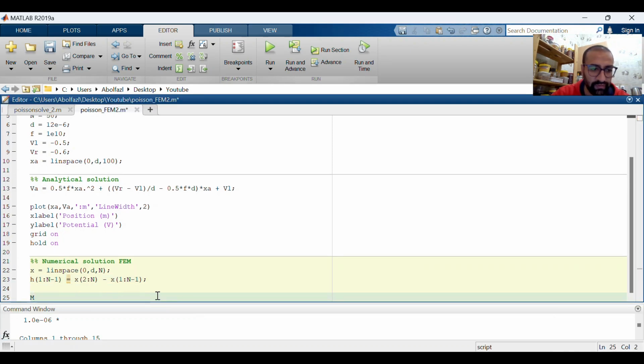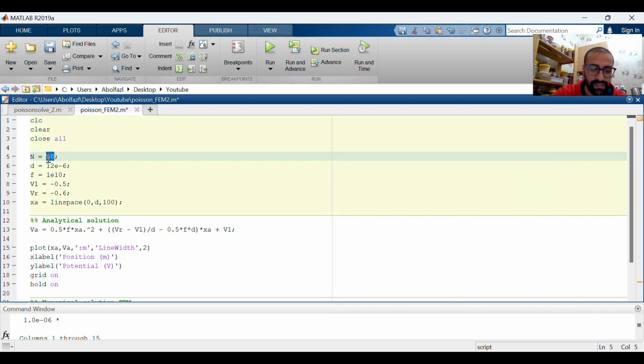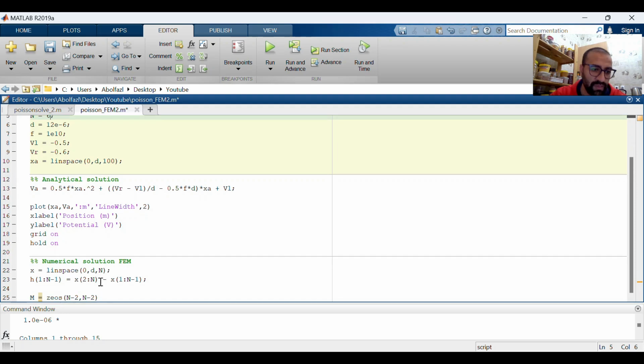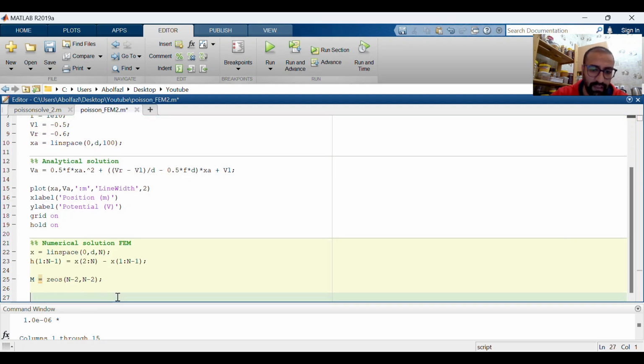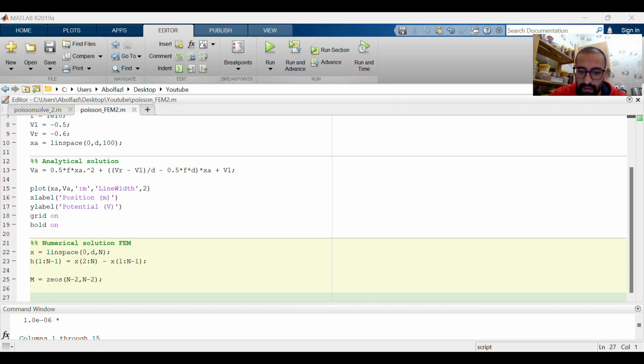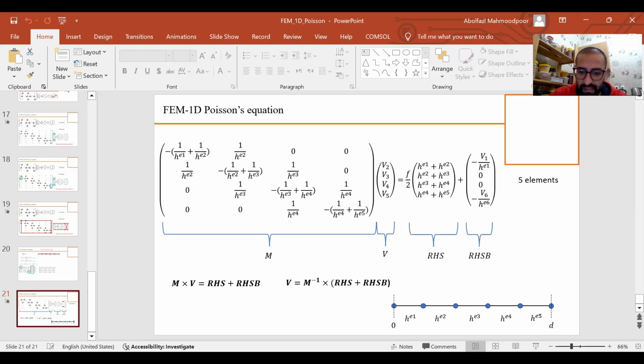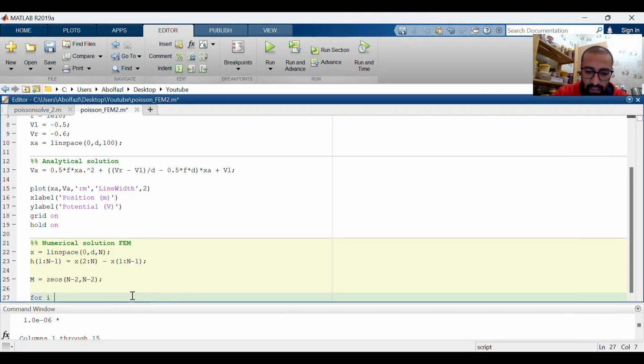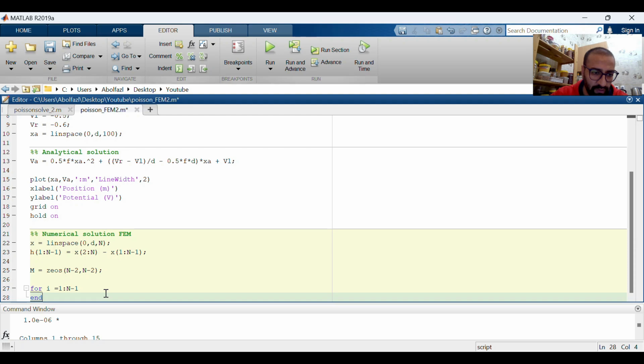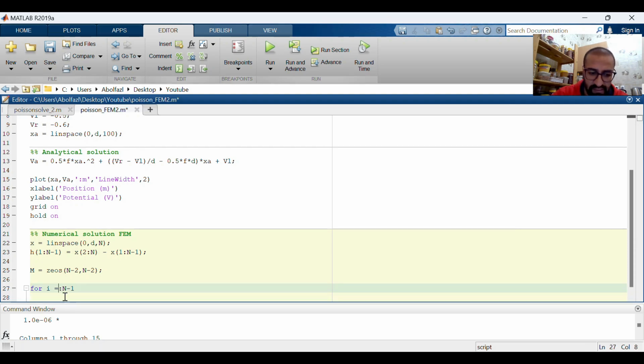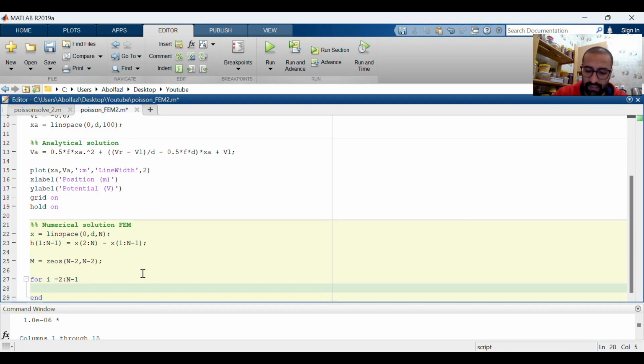Now we need to define matrix M, and the size of matrix M, zeros, should be what? n minus 2 by n minus 2. Let's start with a small number. When the number of nodes is 6, the number of elements is 5, and the matrix should be 4 by 4. So n is 6, therefore the size of this matrix should be 4 by 4. I want to define this matrix with a loop, where i changes from 2 up to n minus 1.